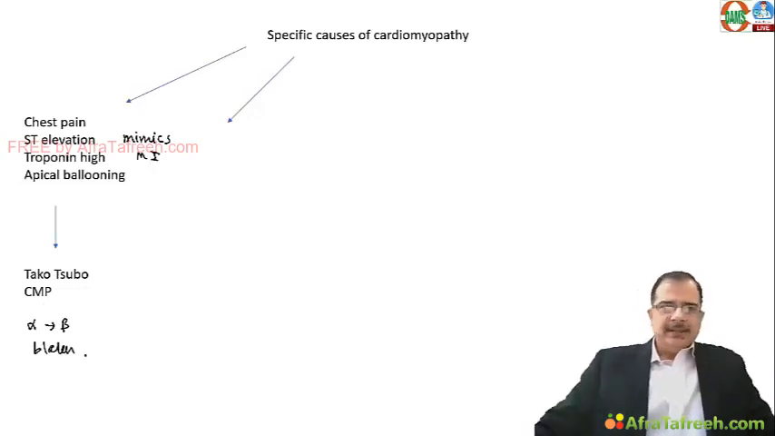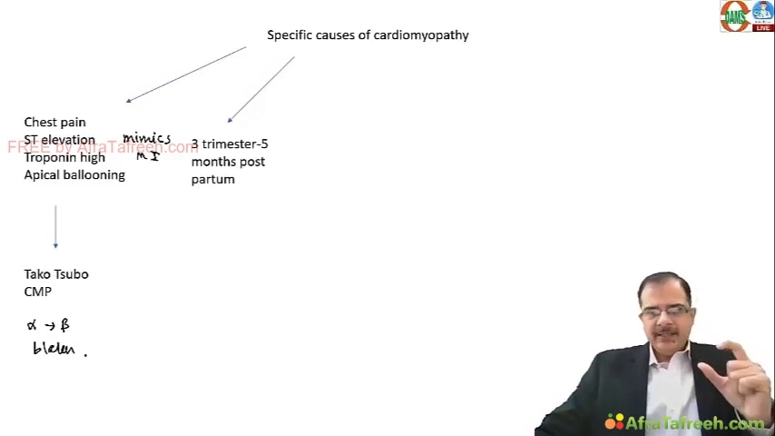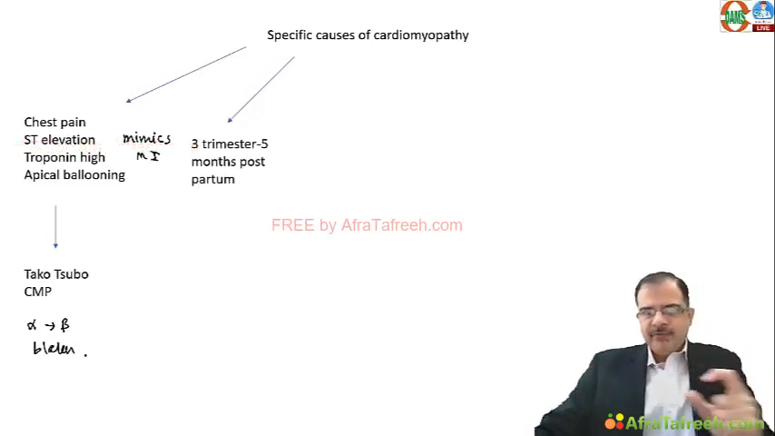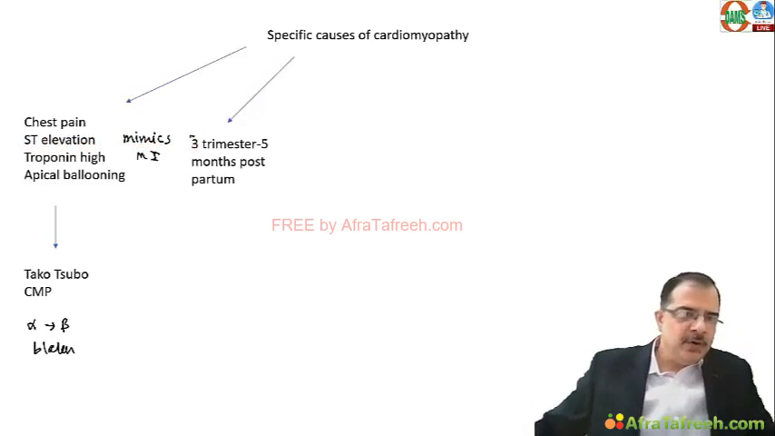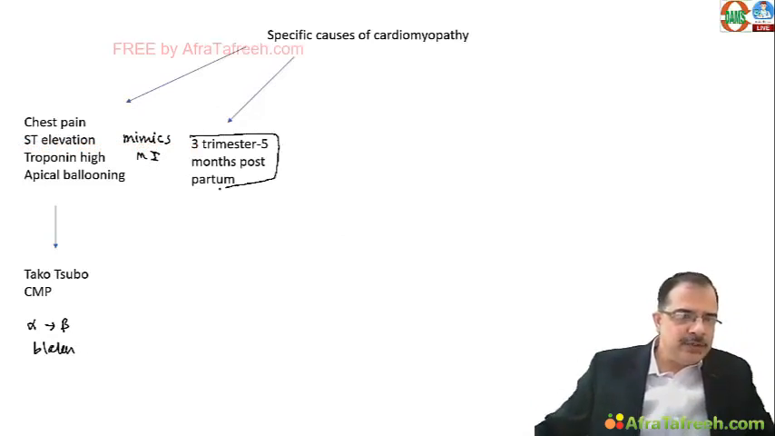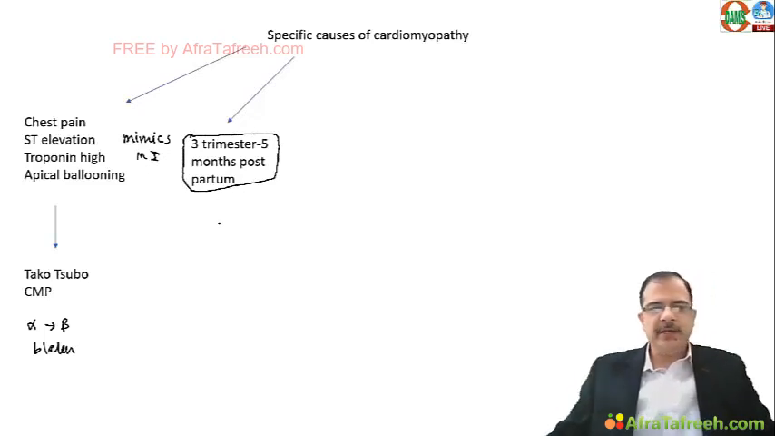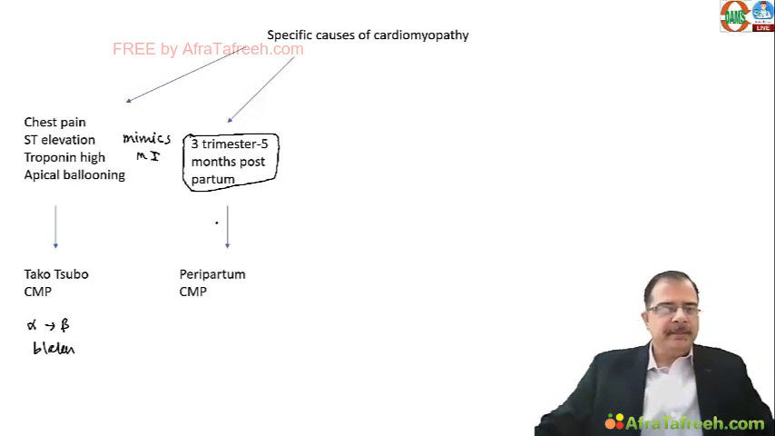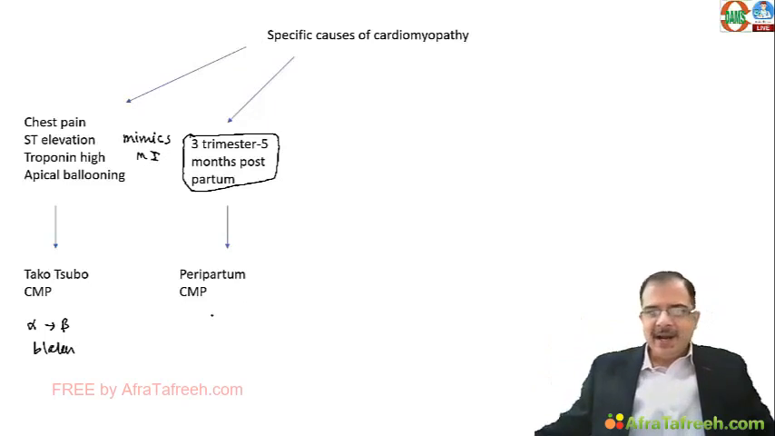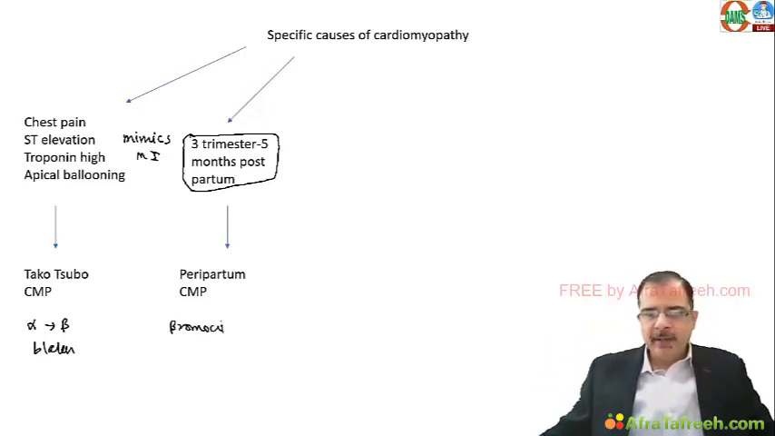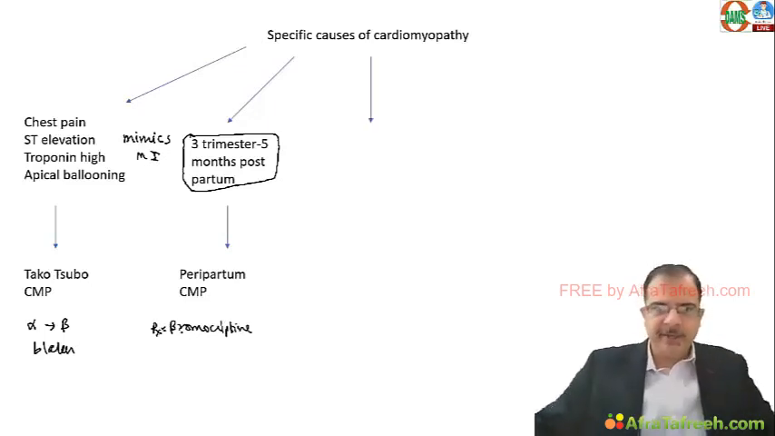Now, the second specific case: third trimester to fifth month postpartum is the time period. This is the keyword. If this keyword is not given, then do not make the diagnosis of this type of cardiomyopathy. When the third trimester to fifth month postpartum is given, this is peripartum cardiomyopathy, which is because of prolactin. In the treatment, we give bromocriptine, because prolactin is implicated.